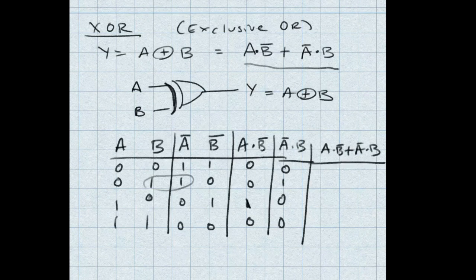And so if I write this out as A and not B, or not A and B, it would be true when either one of those is true. So you'll notice the top one's definitely 0, bottom one's definitely 0, and then I've got 1 in the other positions. And that's equal to that exclusive OR, A exclusive OR B.